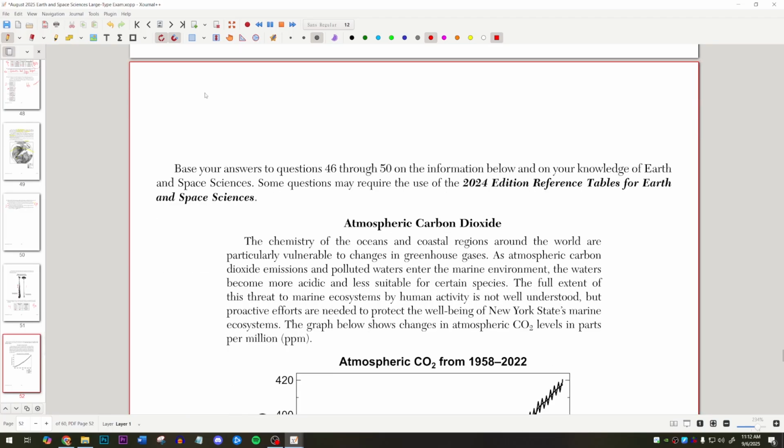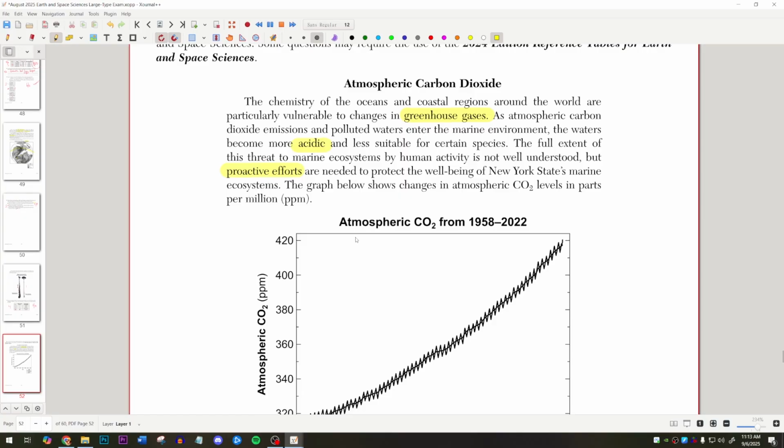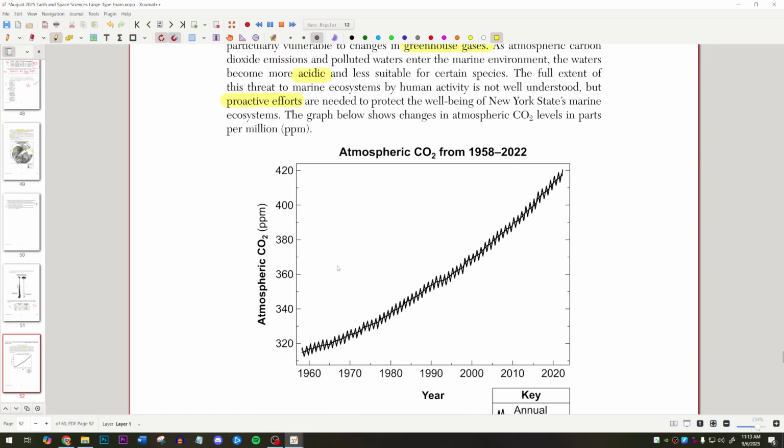46 through 50. Atmospheric carbon dioxide. The chemistry of the oceans and coastal regions around the world are particularly vulnerable to changes in greenhouse gases. Carbon dioxide emissions and polluted waters enter the marine environment. The waters become more acidic and less suitable for certain species. The full extent of this threat to marine ecosystems by human activity is not well understood, but proactive efforts are needed to protect the well-being of New York State's marine ecosystems. We got like a Keeling curve happening here.